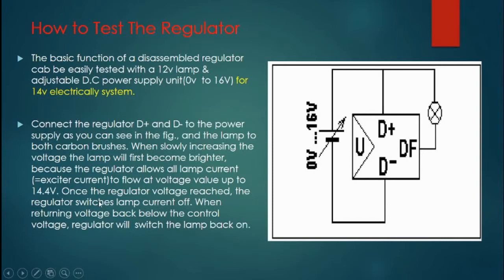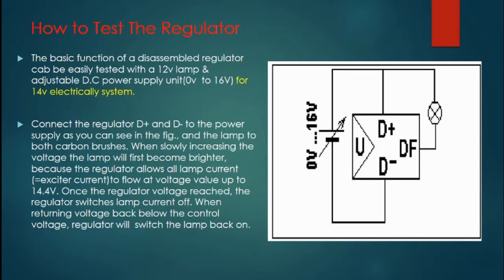But if you increase more than this, then once the regulator voltage is reached, the regulator switches the lamp current off. When the voltage returns back below the control voltage, the regulator switches the lamp back on. So this is about the regulator, what the function of the regulator is, what types of regulator there are, and how we test a regulator.